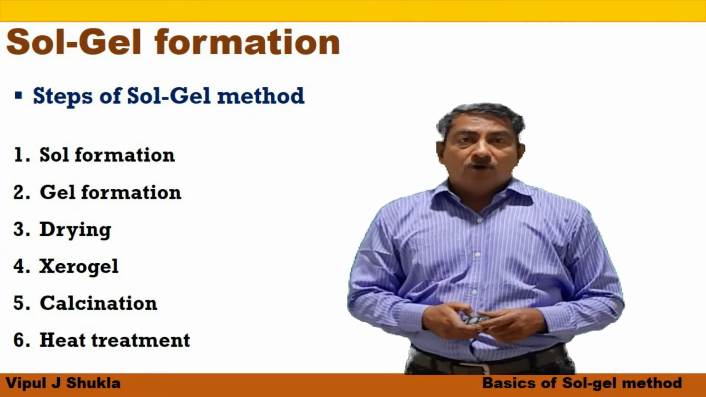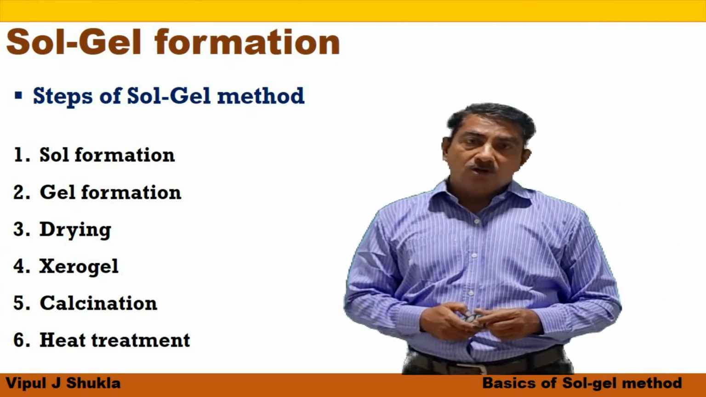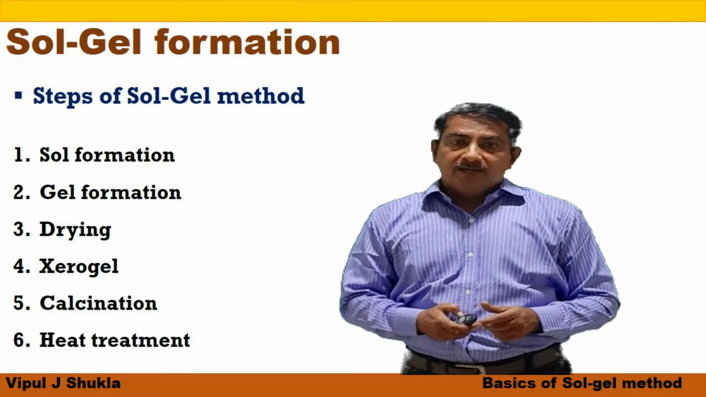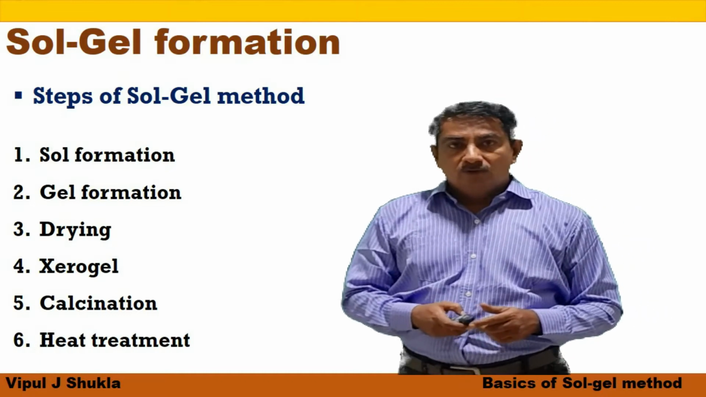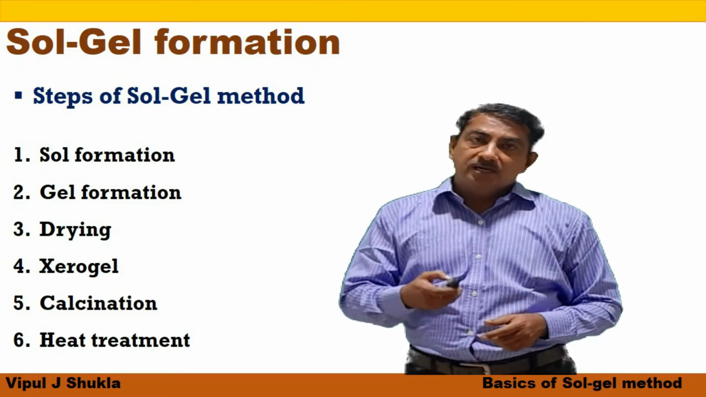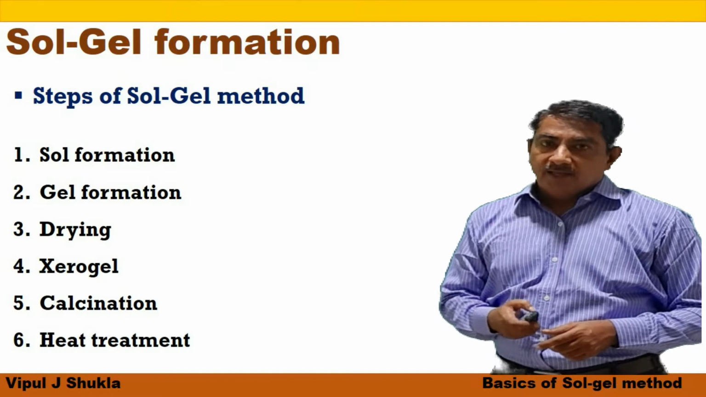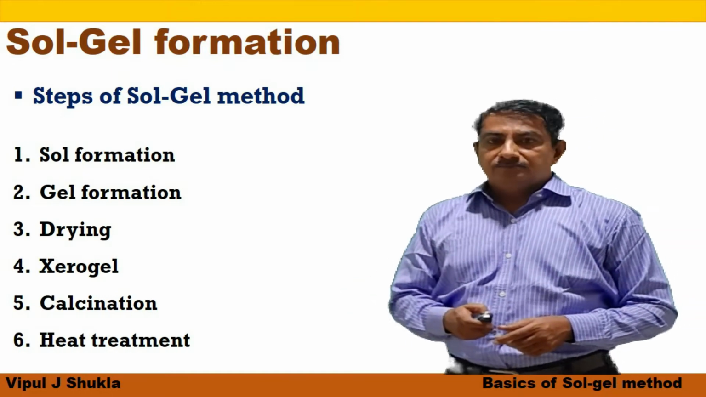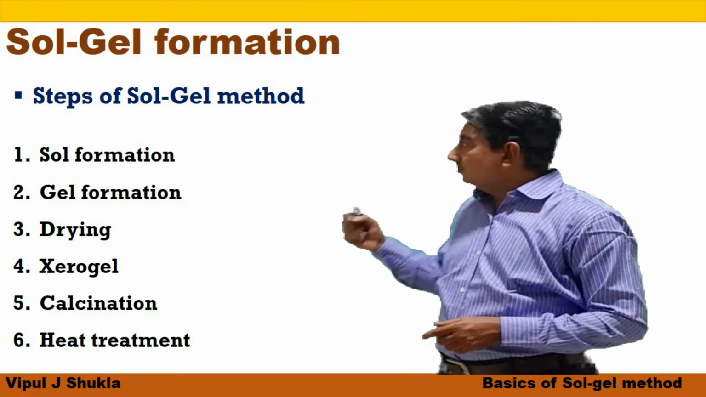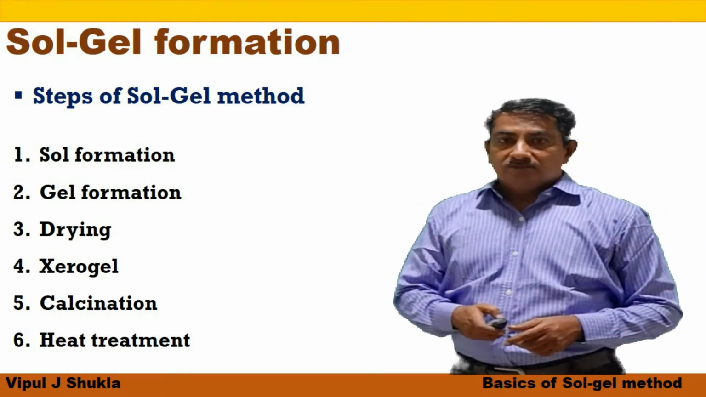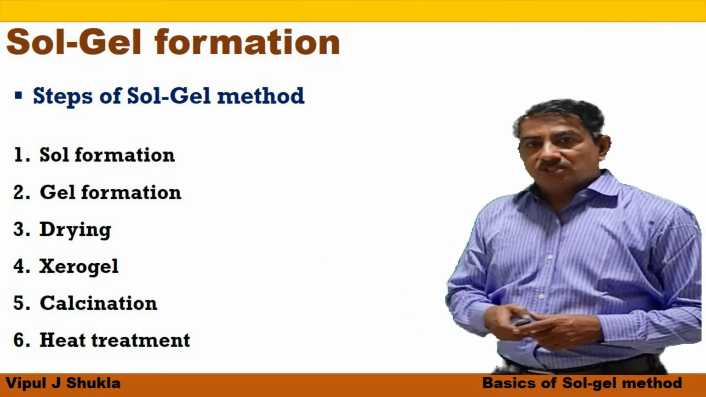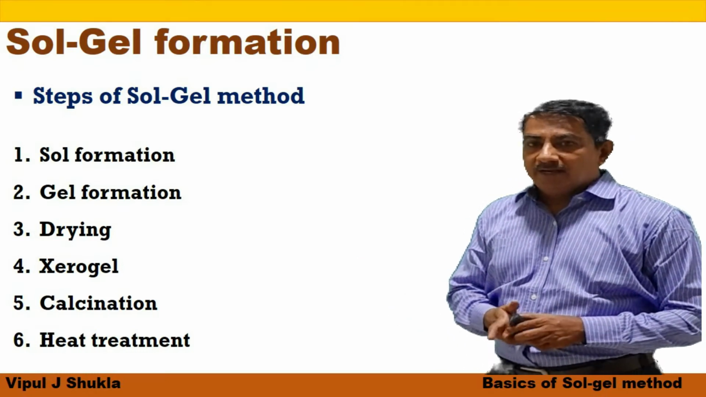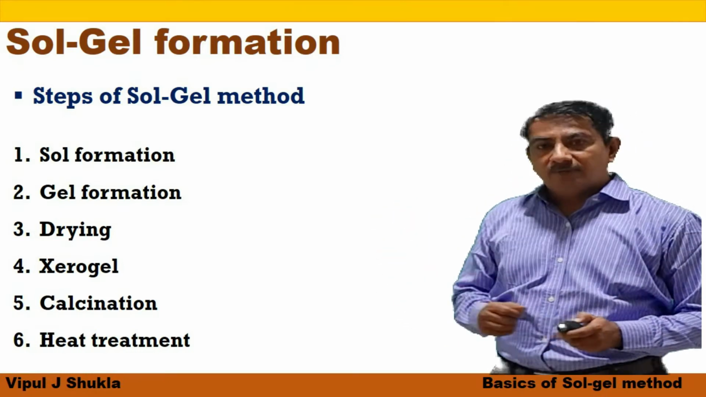How does the sol-gel form? The formation of the sol-gel is divided into three steps. First step, formation of sol. Second, formation of gel, as well as the drying part. And the last one is known as xerogel and calcination, and finally heat treatment.